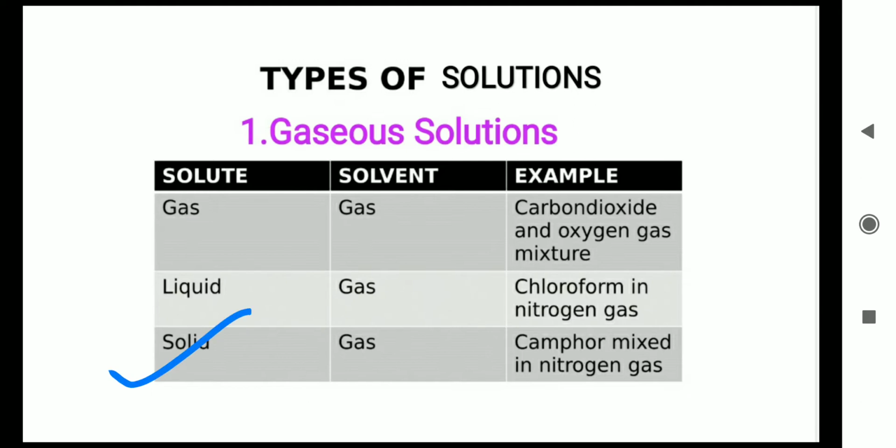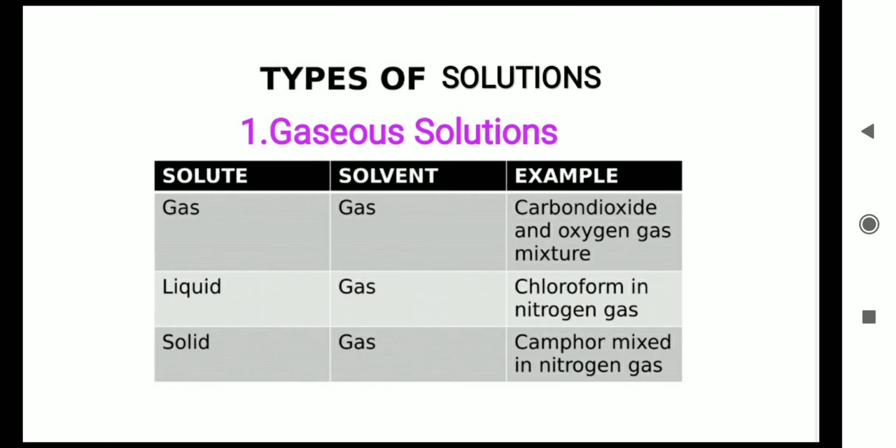Example of gas in gas solution is when there is a gas mixed in another gas, like carbon dioxide gas is mixed with oxygen gas or oxygen gas mixed with nitrogen gas, right? Now liquid in gas solution. Here the solute is in liquid form and solvent is in gaseous form. For example, chloroform. Chloroform is a liquid. It is mixed with nitrogen gas.